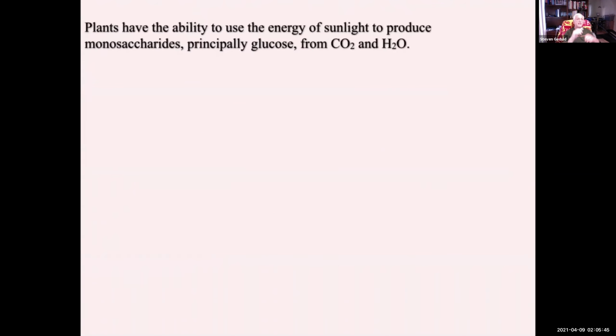Plants have the ability to use the energy of sunlight to produce monosaccharides like glucose from carbon dioxide and water. So plants take carbon dioxide and water and produce glucose and oxygen. We take glucose and oxygen and produce carbon dioxide and water to make energy. So plants use photosynthesis to produce the monosaccharide glucose from carbon dioxide and water.